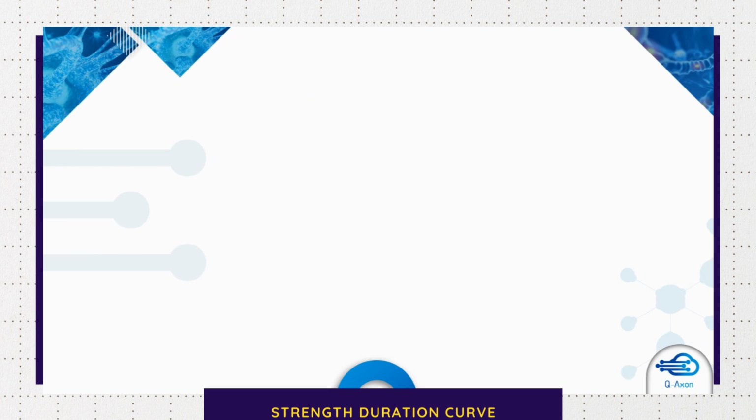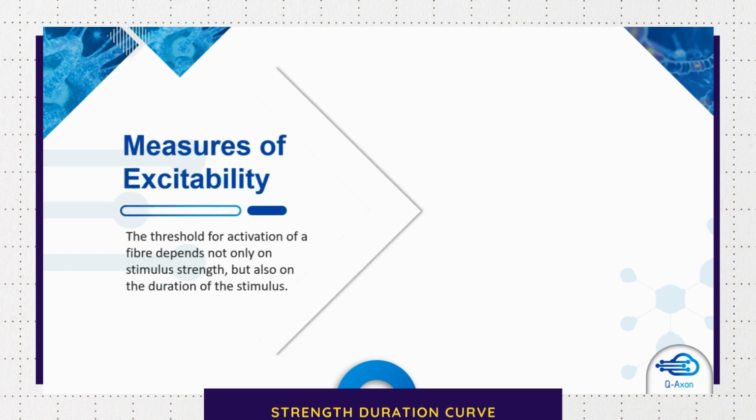Now we know that excitability refers to the ability of a tissue to respond to a stimulus. But how do we measure this excitability? How do you know that one tissue is more excitable than another? So there are some measures of excitability that we define. It is common sense that if a tissue is highly excitable, then you only need a small strength of stimulus in order to elicit a response from this tissue.